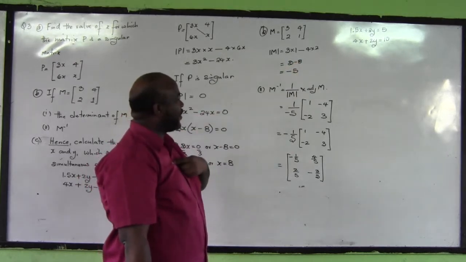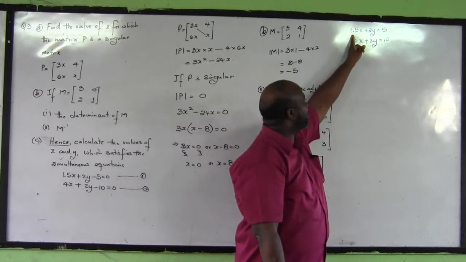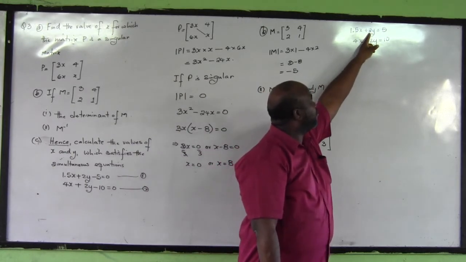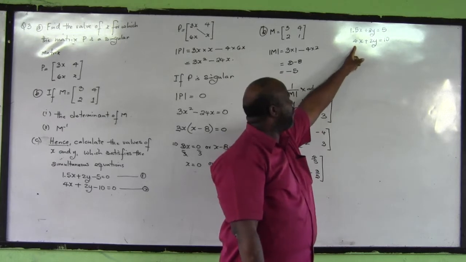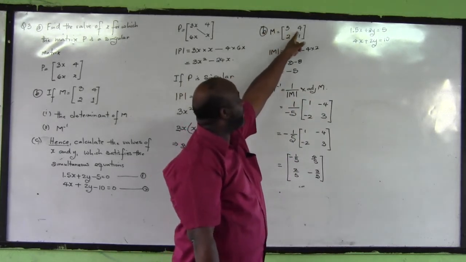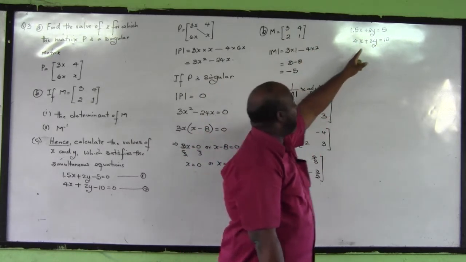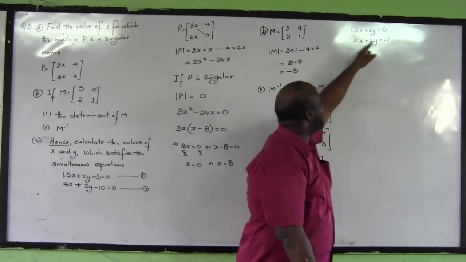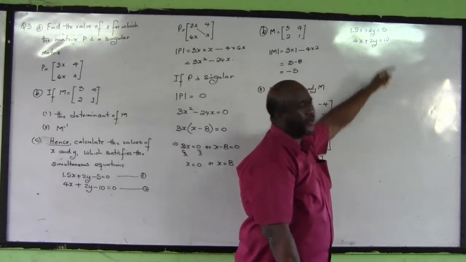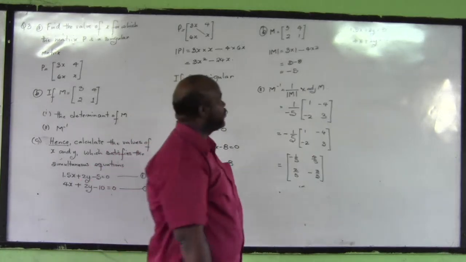Now, what I'm going to do is I want to get the coefficients, which is 1.5, 2, 4, and 2 to look like this. Here I have 3, 4. I need 3 here, and I need 4 here. What can I do to this equation so that I get 3 here and 4 here? I'm going to multiply equation 1 by 2.